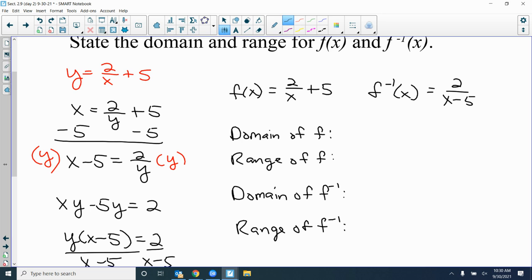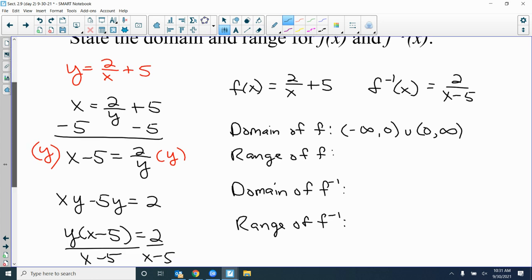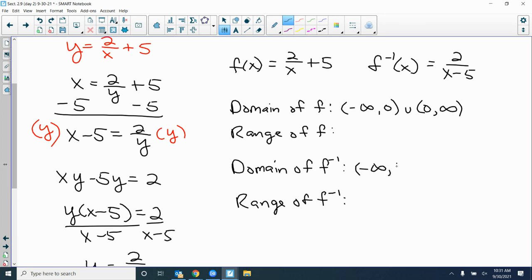All right, Justin was kind enough to tell us the domain of the function. Everything but what? 0. So it's negative infinity to 0 union 0 to infinity. All right, before I even look at the range, what's the domain of the inverse? Marissa. Domain of the inverse. What can x equal there? 5. So everything but 5. Okay. So that's negative infinity to 5 union 5 to infinity.